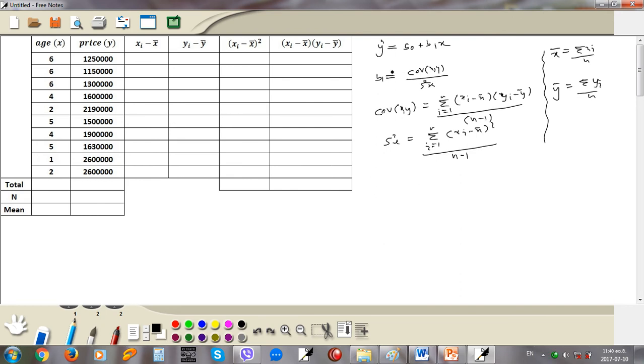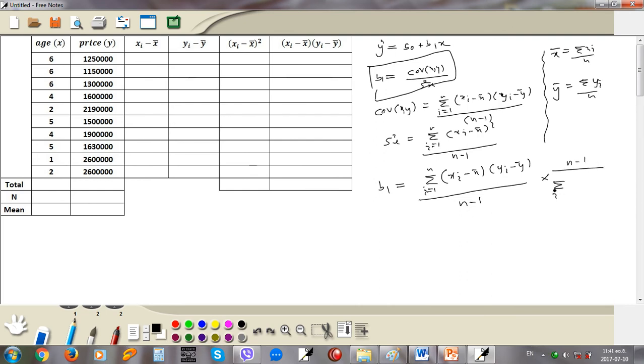And if we need to find b1, which equation can we use? The covariance means the sum from i equals 1 to n of (xi minus x bar)(yi minus y bar) over n minus 1, divided by this one. Division by this means multiplication by the reciprocal, so n minus 1 goes up and the other one comes down, the sum of (xi minus x bar) squared. So we can cancel these two.